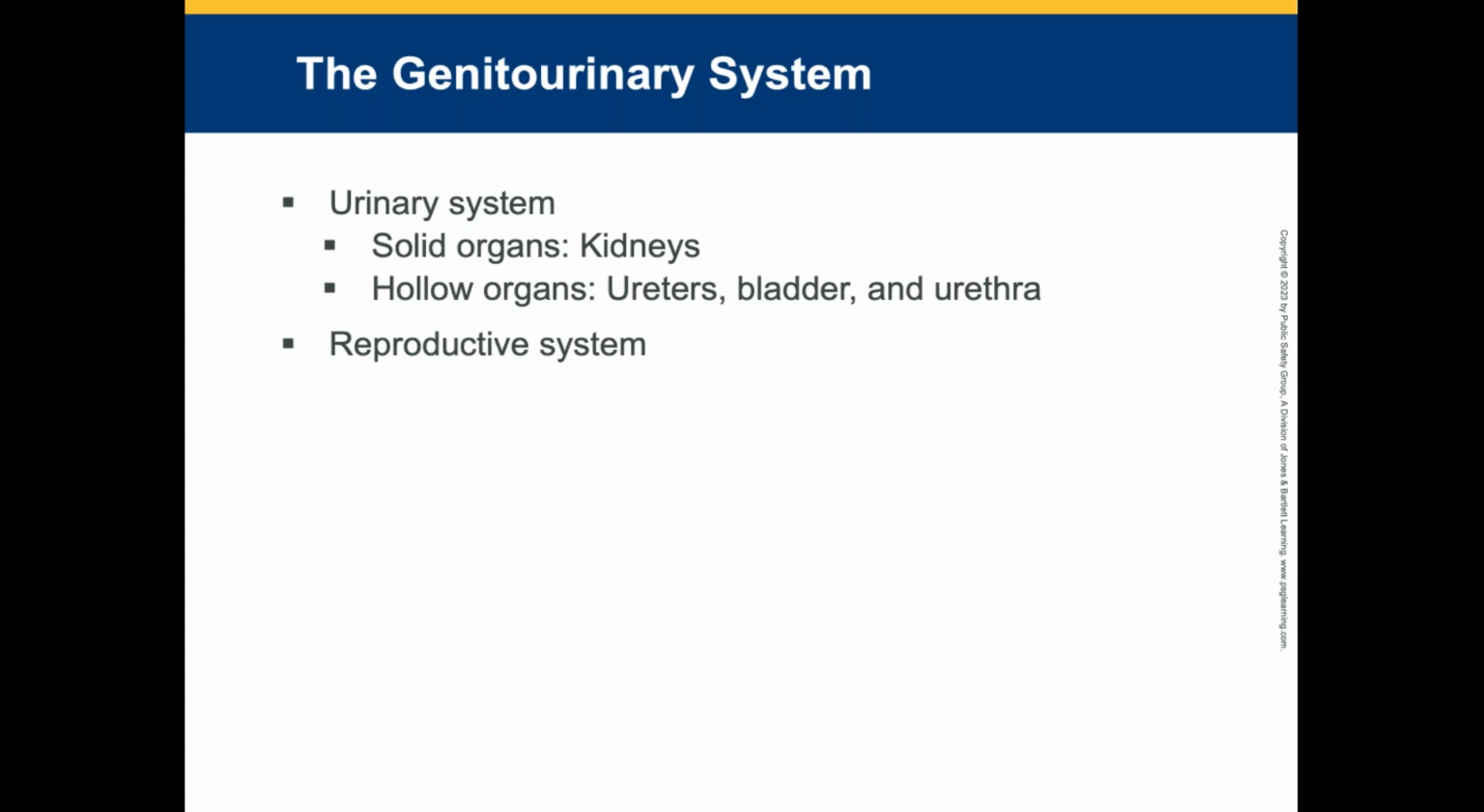So the genitourinary system, the urinary system, controls the discharge of certain waste materials filtered from the blood by the kidneys. The reproductive system controls the reproductive process, which obviously is how life is created.